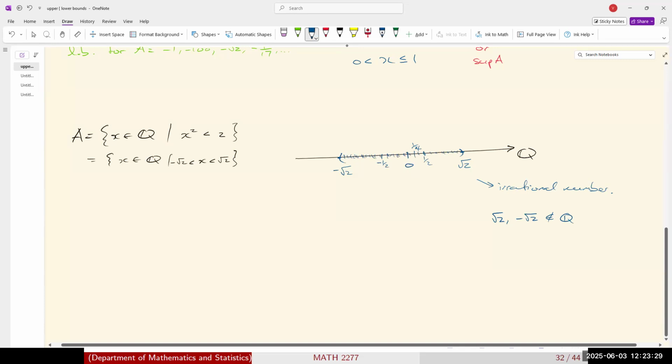Now, let's try to do the same thing. Is this set bounded above or below? So of course, this set is bounded above. Take any number bigger than square root 2. So if you want to, take 100. This is an upper bound. For a lower bound, again, take minus 100. That's fine. That's a lower bound. So this set A is bounded above and below.